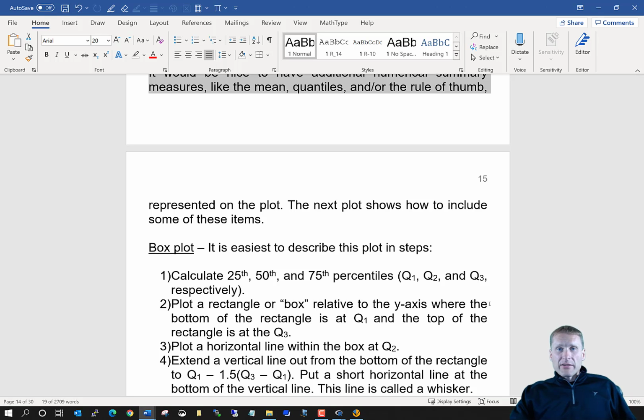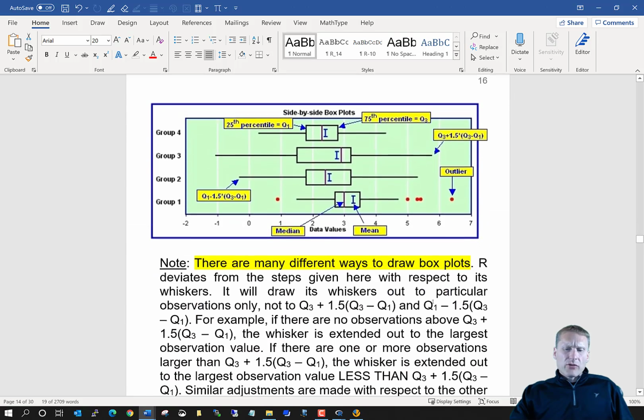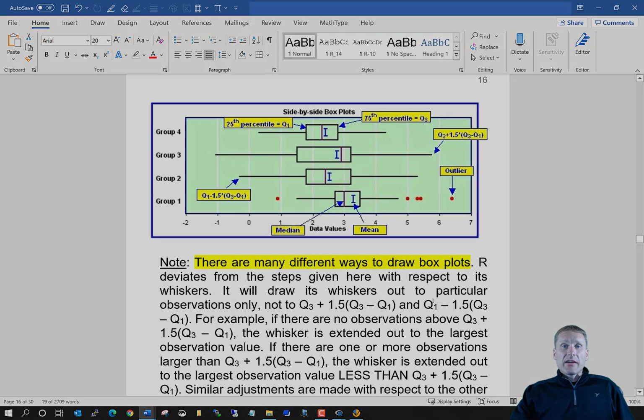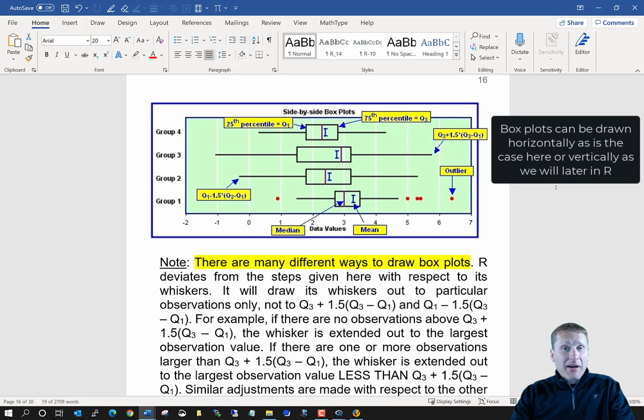I wouldn't be surprised if all of you have seen box plots before, but let's take some time to review what those are. Overall, I think it's easiest to illustrate what a box plot is through looking at an actual box plot first. So this is on page 16. Let me get my pen out here. So a box plot has a box on it. That's where the name comes from.